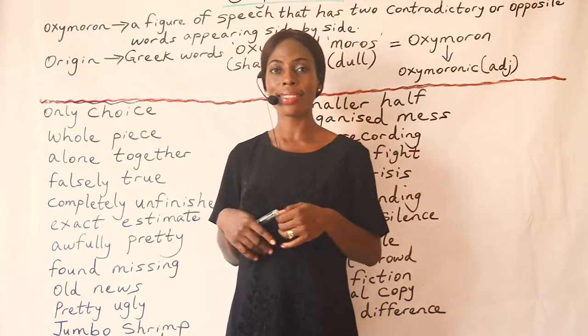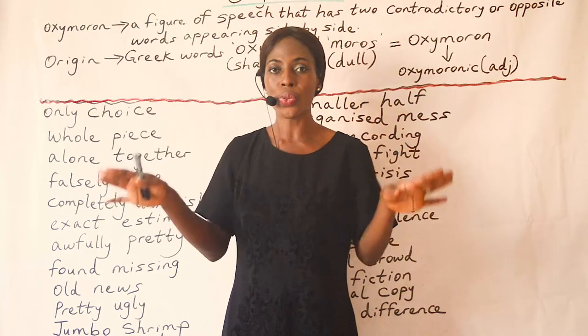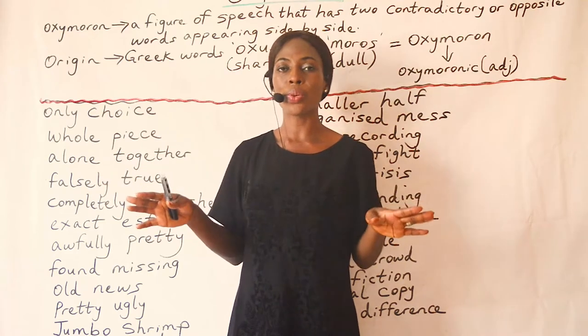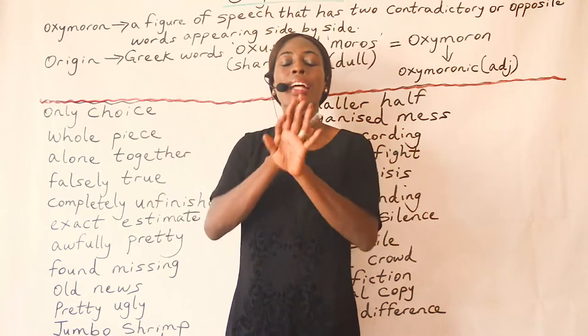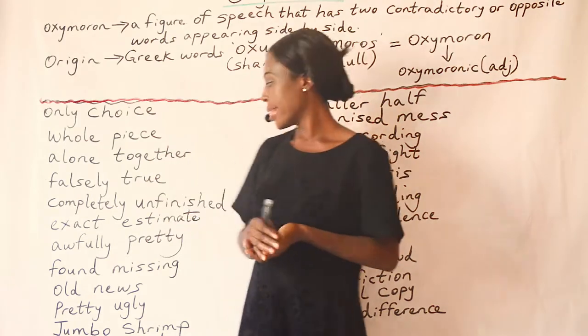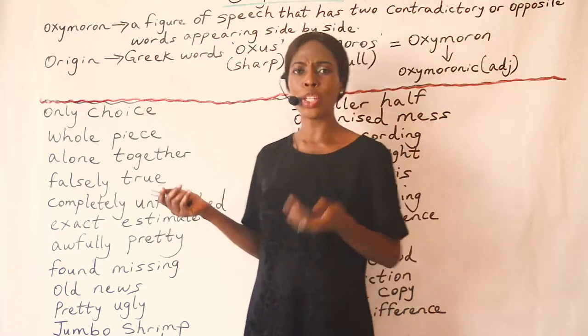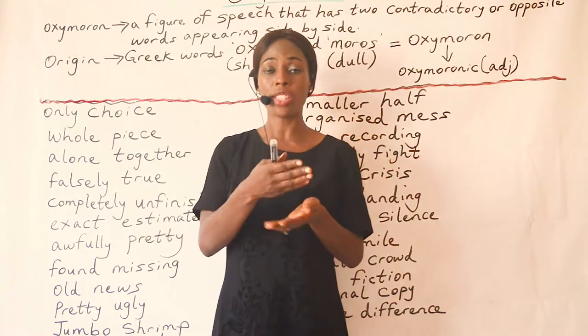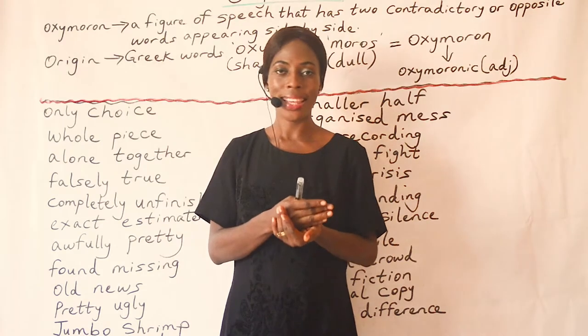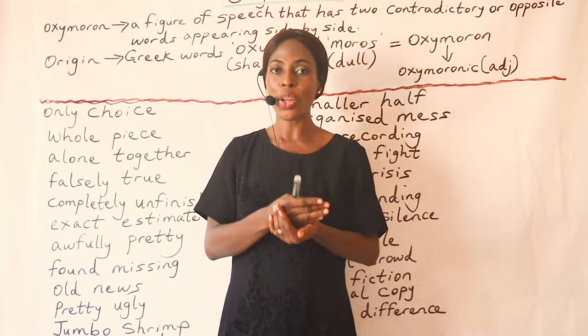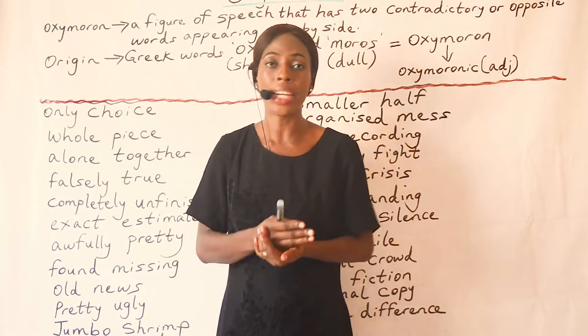Okay, the next we have is "completely unfinished." Completely is you're done, you're through. You're through with whatever you're doing. You're at the end of it. You've finished it. It's complete. And unfinished means you're not through. You're either just beginning or you're halfway. Well, you're not at the end. You're not through. You're not completely finished.